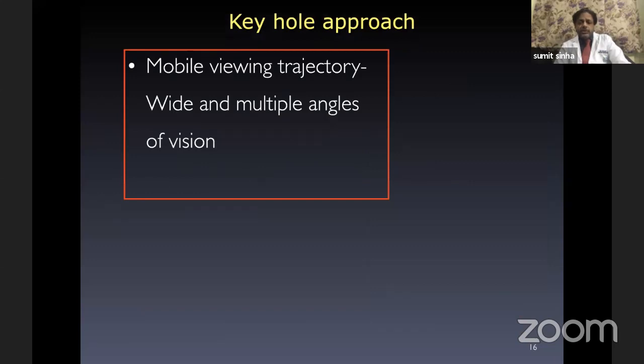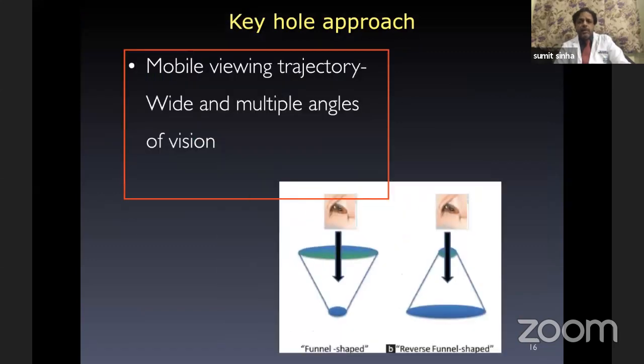Another characteristic of a keyhole is that it has a mobile viewing trajectory. You have wide and multiple angles of vision. You can see through the keyhole from here, from here, from up, from down, and you can have access to the areas from multiple angles. This is the beauty of the keyhole: through a small incision, a small opening, you can have various, multiple angles of vision.